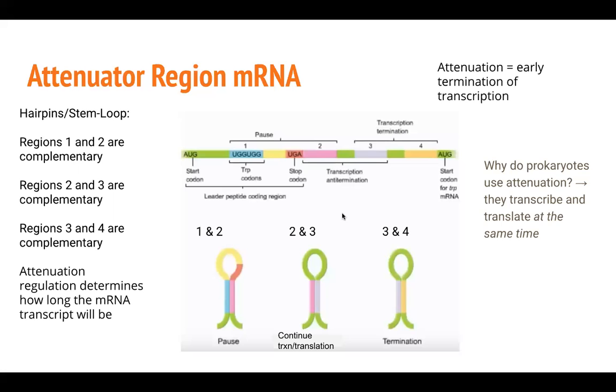So this isn't mostly just important for saving resources. It's kind of an evolutionary thing that prokaryotes have over us, because we transcribe in the nucleus and then translate in the cytosol. We have to move our mRNA transcript out of the nucleus, whereas prokaryotes do it at the same time. So that's why they have this type of regulation to monitor when it needs to stop, when levels of tryptophan are getting too high, when they start out low.